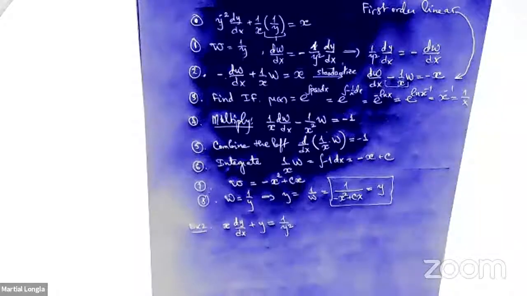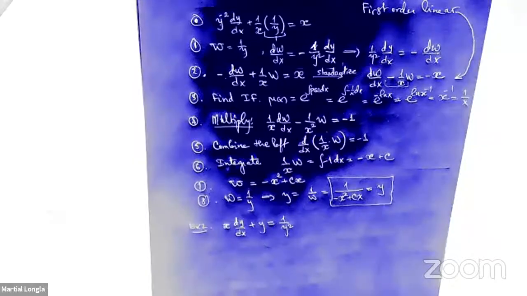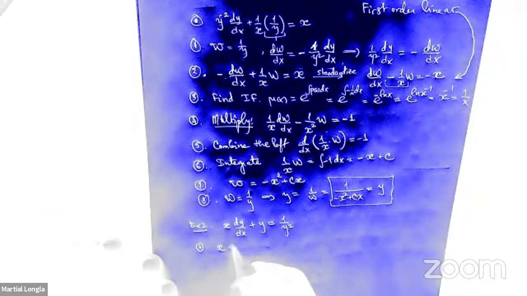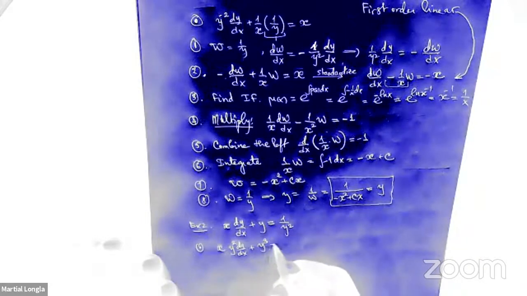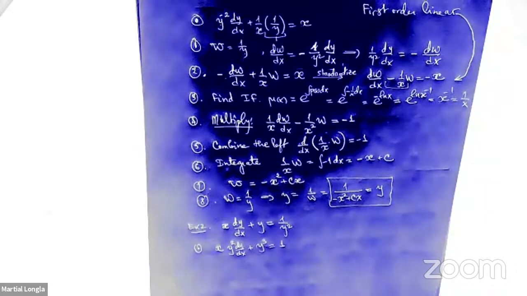Does that make sense? Yeah, that makes sense. So it's not wrong. Just start right away by dividing by y squared, as he said. So we are going to have in our step 0: x y squared dy over dx plus y cubed equals 1. That's what happens when you do that.